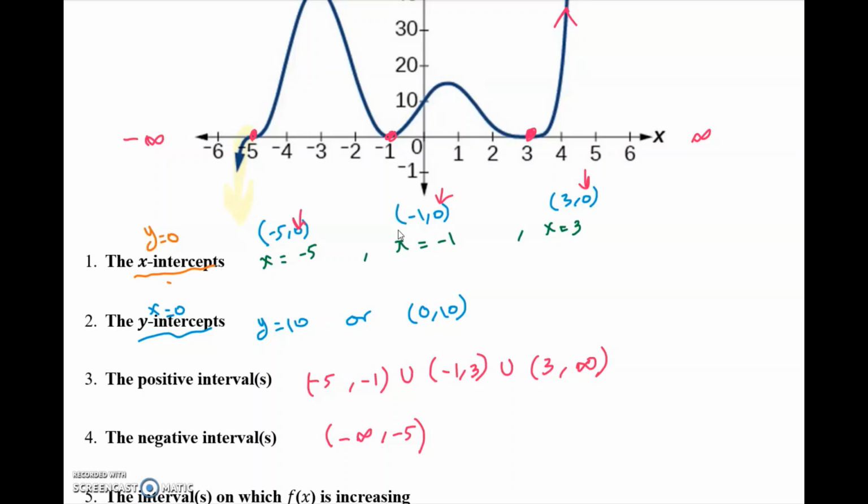So one more time, from negative infinity all the way to negative 5, the function was going down, decreasing. So it was below the x-axis, that's negative. Negative infinity all the way to negative 5. I left it open because at these points where x was, the x-intercepts, y was 0. So it's not negative. We cannot include it.